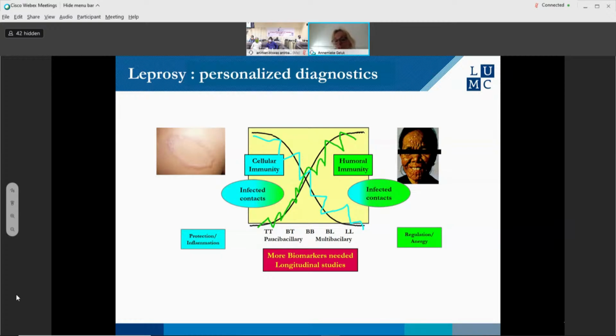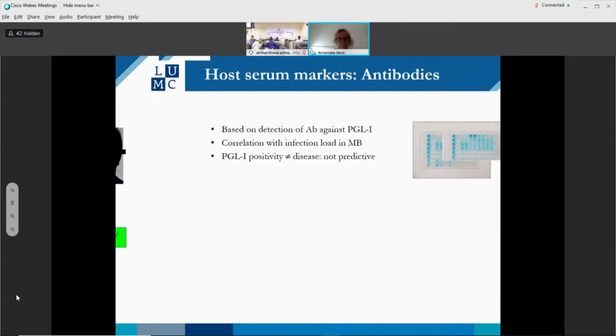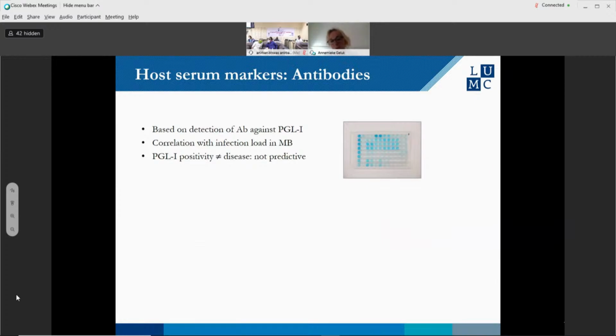So for those that are not yet identified as patients, there are mixed biomarker patterns, and therefore we need to have longitudinal studies following those individuals in time to see who is developing disease and which biomarkers can be predictive of development of disease. So this is what we have been doing in my research group.